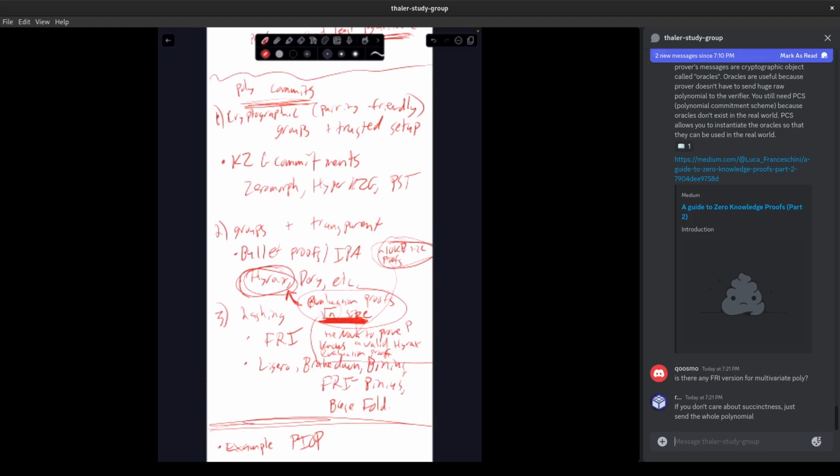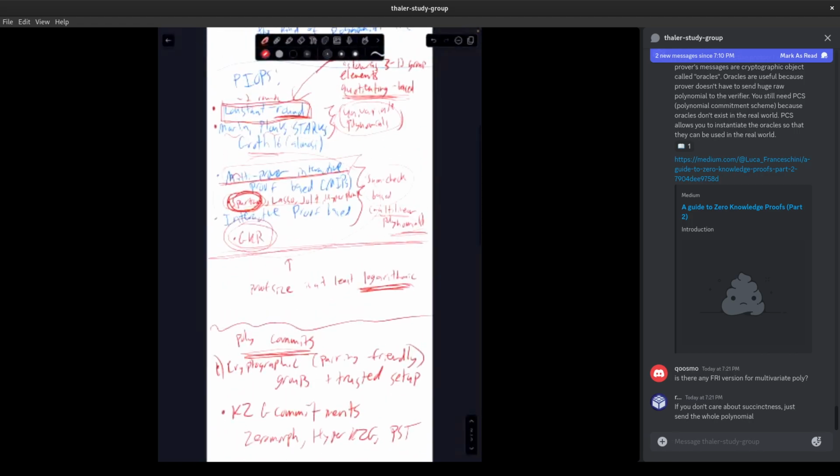Now, a multi-prover interactive proof on its own is not particularly useful in the real world, because in the real world, there's typically only going to be one prover. But effectively, the second prover in the multi-prover interactive proof is really just functioning as a polynomial commitment scheme. So once you have a polynomial commitment scheme, you can just get rid of the second prover.